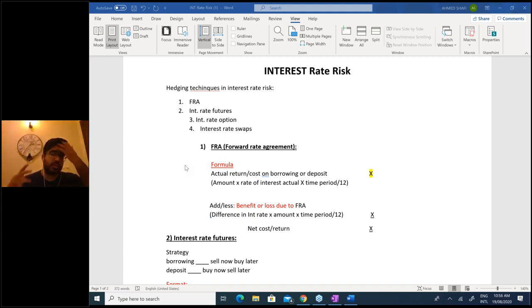But let's suppose you wrote cost on borrowing above. You got a borrowing case, you wrote cost on borrowing, and then you judge you got loss. So in the first step, you wrote cost on borrowing, and then you got loss. So loss increases cost, so add it. Okay, you got net cost return. You have to judge it yourself whether it's a benefit or a loss.